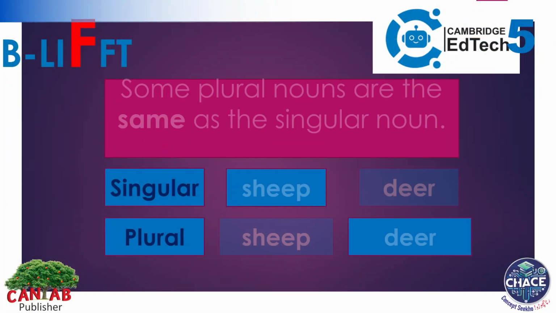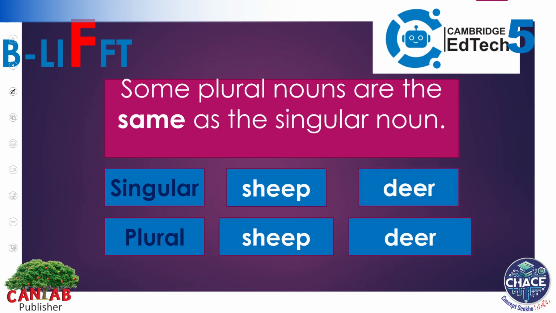Now there are certain words out there which have the same singular and plural noun. In this case, sheep. The singular is also sheep. The plural is also sheep. There is no change in the word whatsoever. Same goes with the deer. If it is one, you call it deer. If there are lots of deer, we call it deer as well.